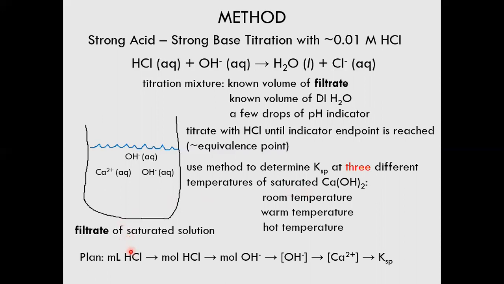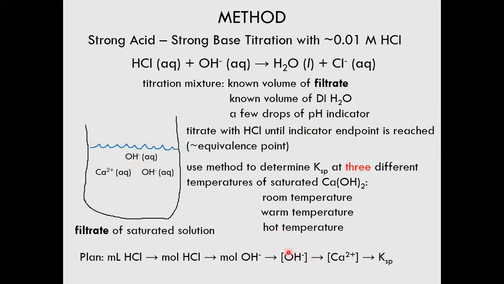The approach we'll use is that we'll start with the volume of HCl required to reach the indicator endpoint. From the volume of HCl and the actual concentration of HCl, we'll be able to calculate the number of moles of HCl. From the number of moles of HCl and the stoichiometry of the titration equation, we'll be able to calculate moles of hydroxide. From the moles of hydroxide and the volume of filtrate that we used in the titration, we'll be able to calculate the concentration of hydroxide in that saturated solution.